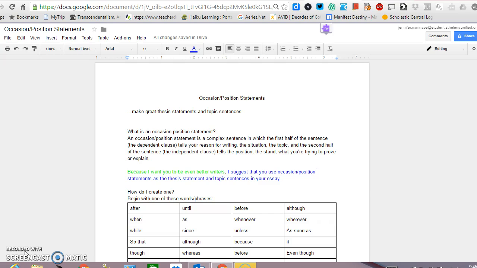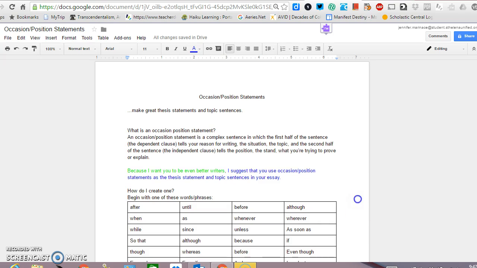It's dependent on the second part. But the second part of the sentence could stand on its own. So it's a two-part sentence that's separated by a comma. And the first half of the sentence tells your reason for writing, the situation, or the topic. The second half of the sentence takes a position. It's where you take a stand. It's where you tell your audience in your essay what you're trying to prove in the essay. Or it tells your audience for that paragraph what you're going to teach or prove or explain in that paragraph.